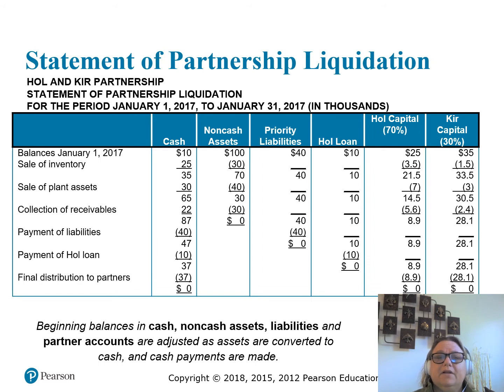Okay, so let's look at the partnership of Hull and Kerr statement of partnership liquidation. This is for the period January 1 to January 31st, over the period of 1 month. So we take the balances, and you can see here the balance in cash, inventory sold, sale of plant assets, collection of receivables. Basically, we're shoring everything up and getting ready for the distribution. The next thing that you need to know is that cash, non-cash assets, liabilities, and partners' accounts are adjusted as assets are converted to cash and cash payments are made.